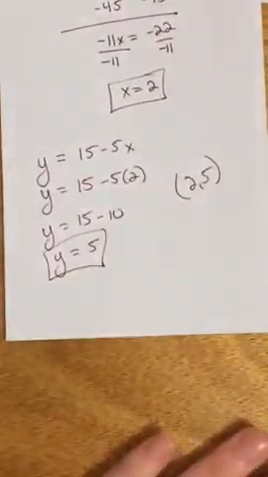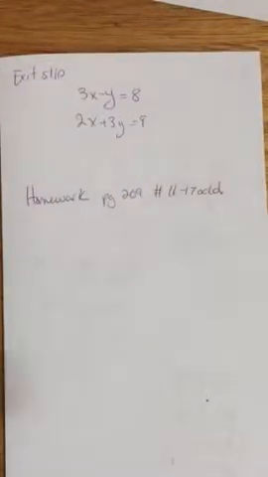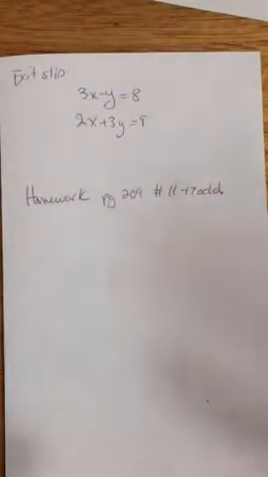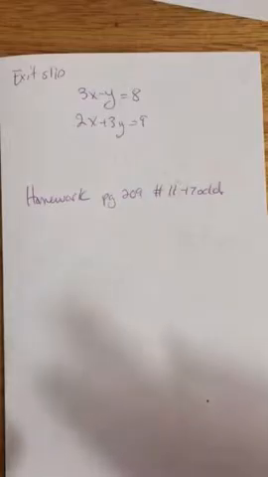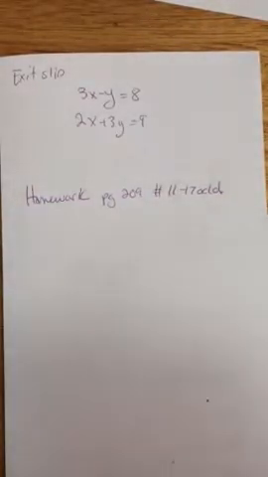Okay, so I'll go back down here in case you need to pause and work on some of that. And then here's your exit slip and homework. So your exit slip is solving by substitution. If you choose to do elimination, I won't mark it wrong. But you might want to practice substitution in case it comes up somewhere.